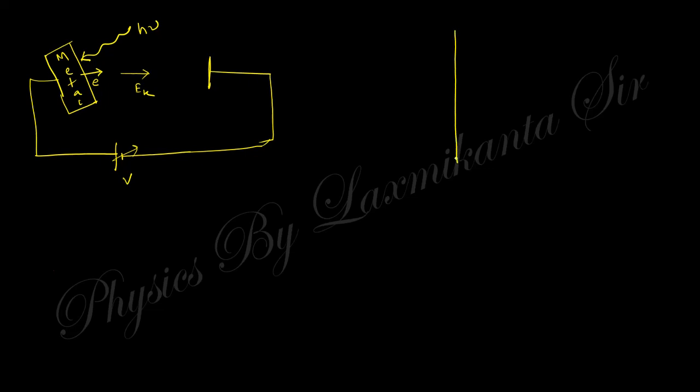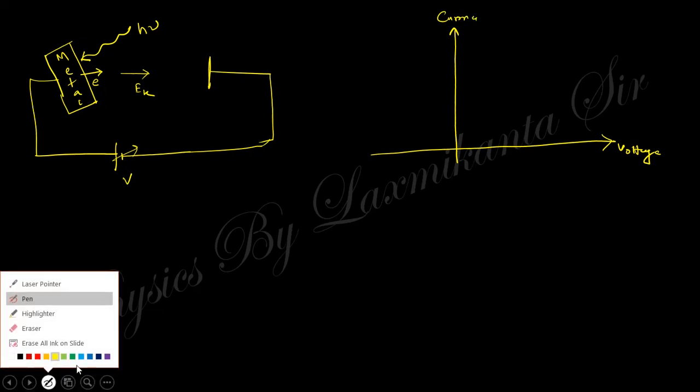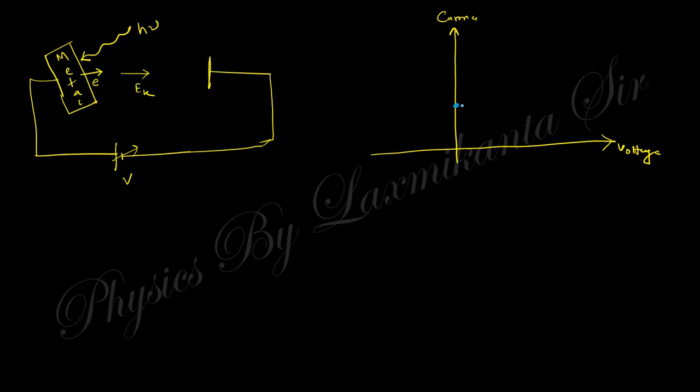So the current versus voltage curve will be like that. The voltage and the current. The forward graph was already discussed; it will be like that. Okay, the forward graph already discussed is like that, which depends on the intensity.